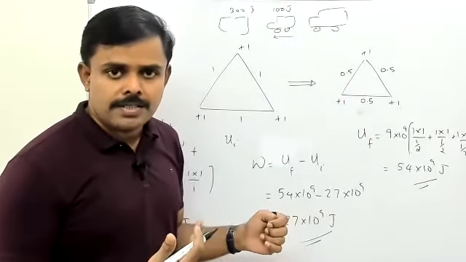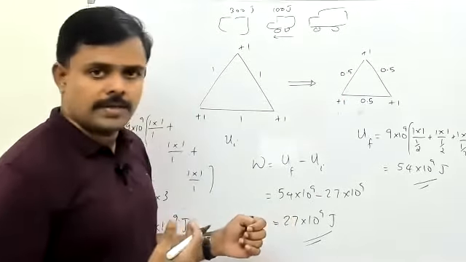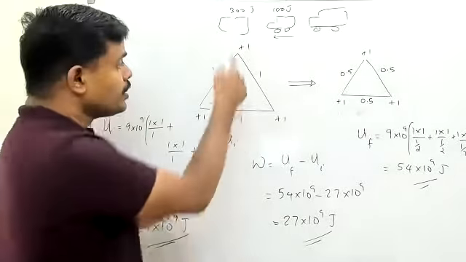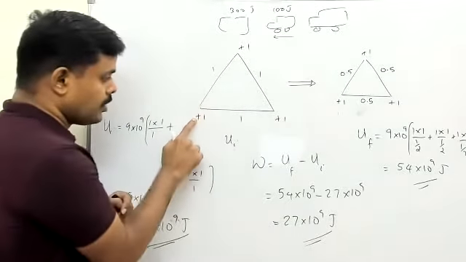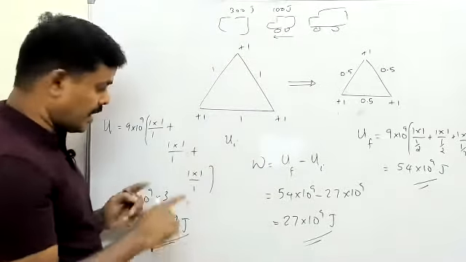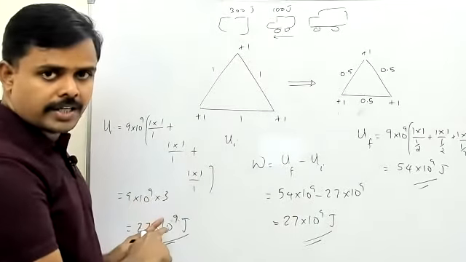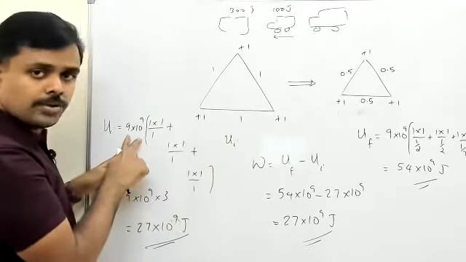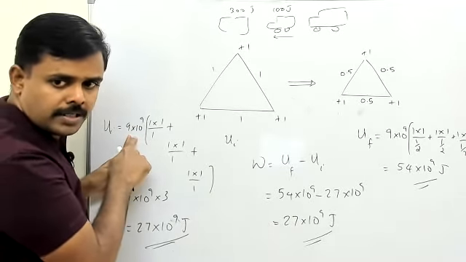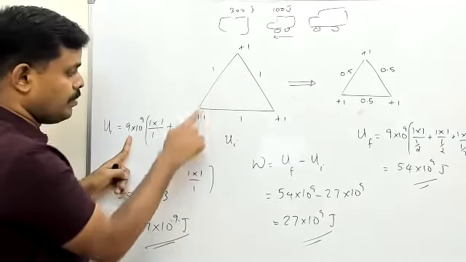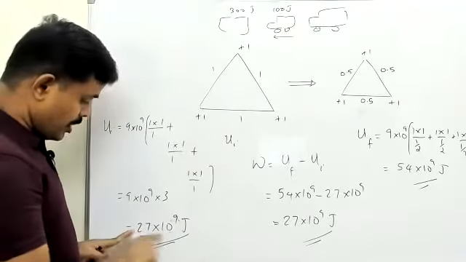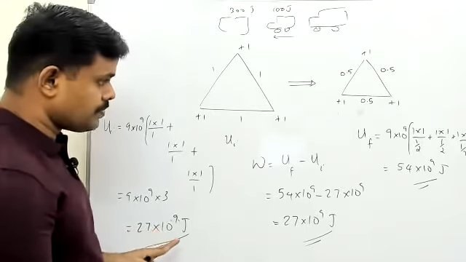What is the work done? Work done in the process is the change in energy. Initial energy U is 1 by 4 pi epsilon 0 times Q1 Q2 by R12 plus Q2 Q3 by R23 plus Q1 Q3 by R13. That will give you the potential energy of the initial configuration. 1 by 4 pi epsilon 0 is 9 into 10 raised to 9. 1 into 1 by 1 plus 1 into 1 by 1 plus 1 into 1 by 1. So that makes it 27 into 10 power 9 joules.